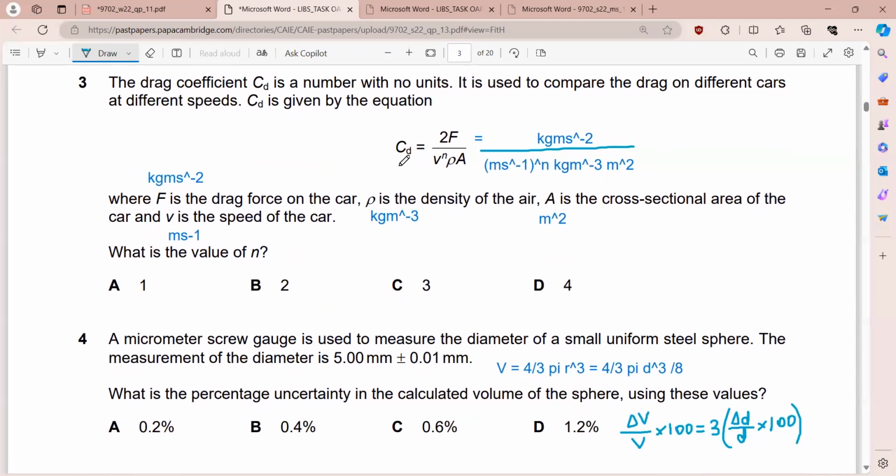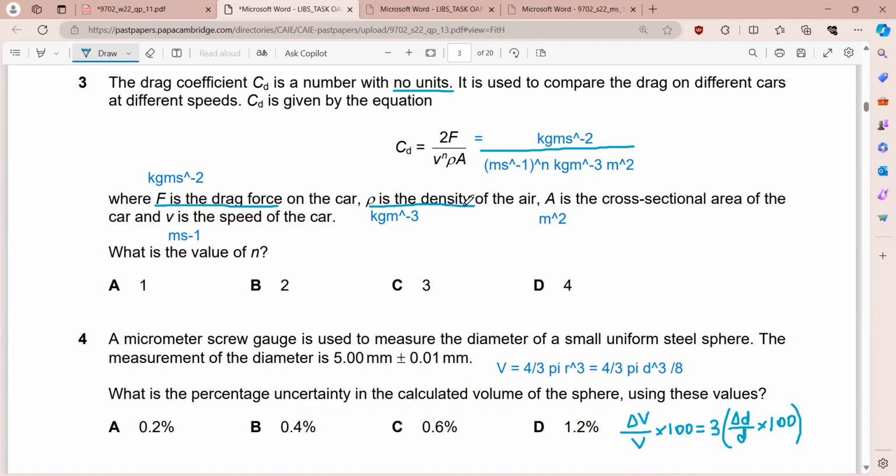Again, to save some time, I've typed things down ahead of time. So drag coefficient CD is a number with no units. So all units on this side have to cancel out. It is used to compare the drag on different cars at different speeds. CD is given by this equation, nothing important to note there. Where F is the drag force. Here's where things get important. F is the force.